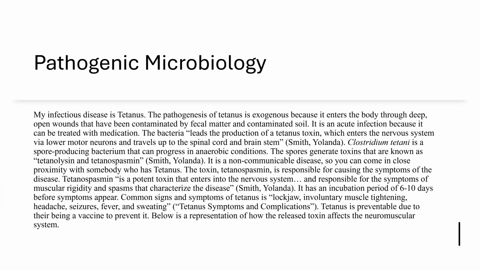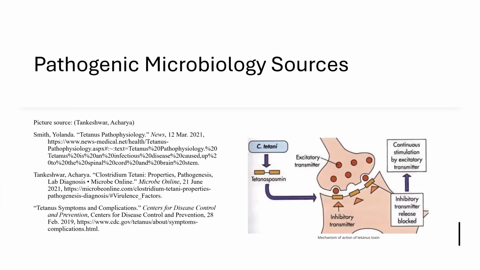On the next slide, I have a representation of how the toxin affects the neuromuscular system. So in this picture, it gives you the example of the Clostridium tetani and the main toxin that is super potent, tetanospasmin, and how it affects the neuromuscular system by blocking the inhibitory transmitter. It blocks it, so that way your muscles are constantly tightening and just getting super excited, and it is not willing to progress all the way through the neuromuscular system.